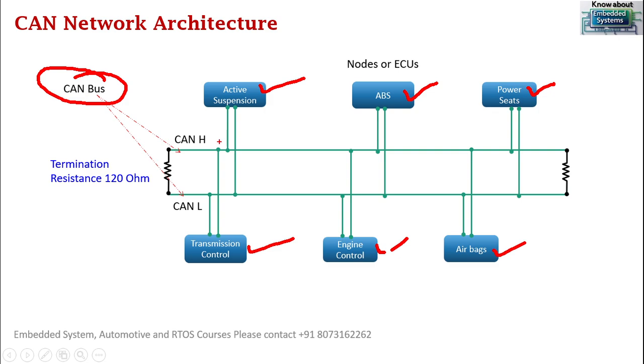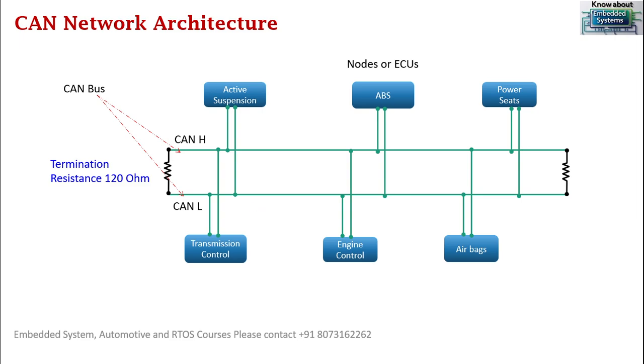The CAN bus is divided into two parts. You can see here, one is called CANH and one is called CANL. This CAN bus is divided into two wires, and these two wires are named CANH and CANL. With the help of CANH and CANL, we are able to broadcast our message from one ECU to another ECU.